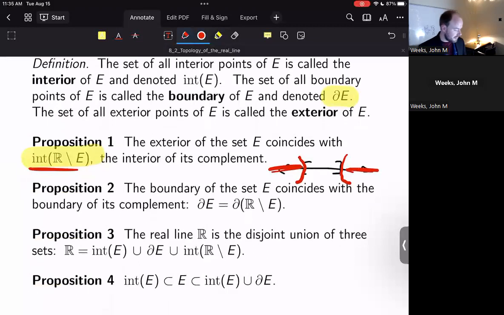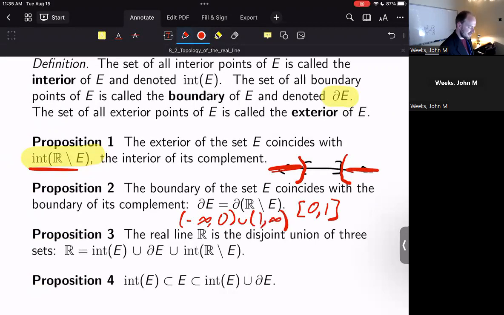The boundary of the set coincides with the boundary of the complement. If I had taken a look at the boundary of (0, 1), then those boundary points would have been 0 and 1. But if I had taken a look instead at the complement of that, all of the points outside of it, notice negative infinity and infinity don't count as boundary points. They are not inside of the real line. 0 and 1 are the only boundary points possible. So that is an example of where you can see this proposition coming to be true.